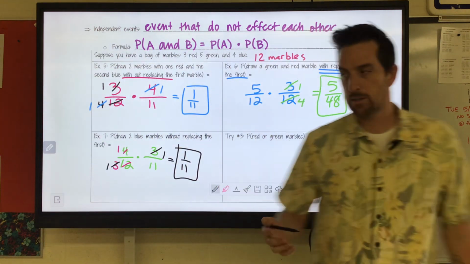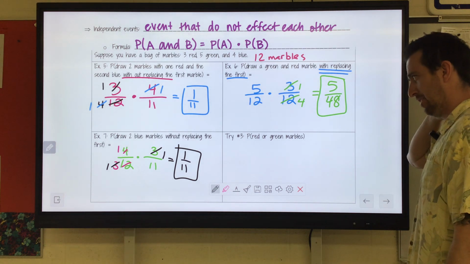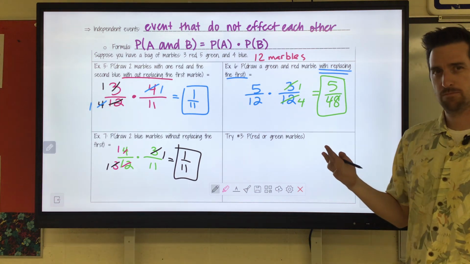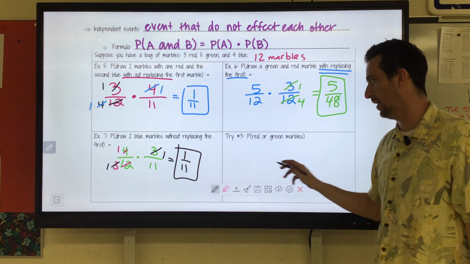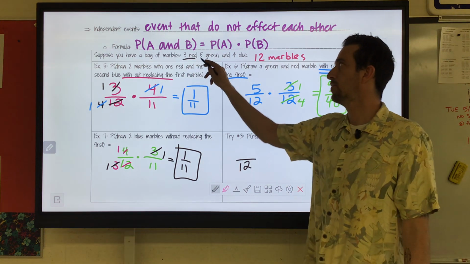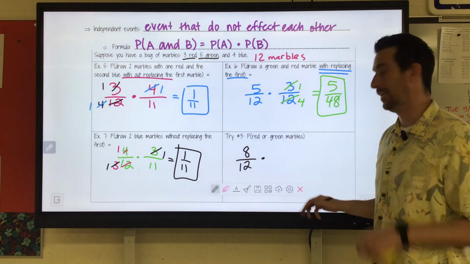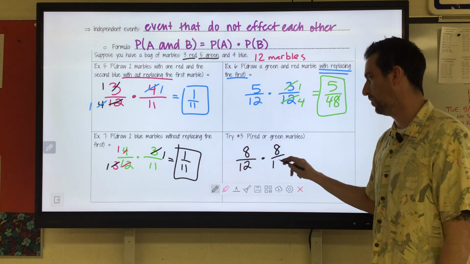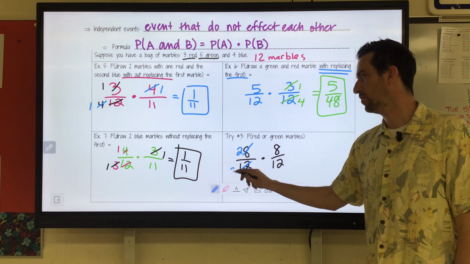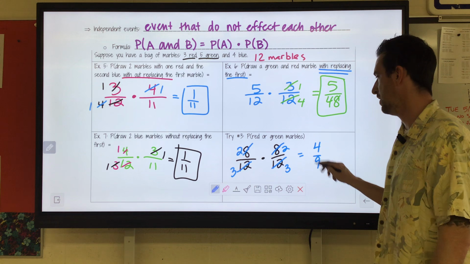And red or green marbles, both times. It doesn't say if you put it back. Let's just assume that we're putting it back, I guess, since it doesn't say. So out of the 12, how many of them are red or green? Well, 3 plus 5 is 8. And we're saying we're putting it back in. So the second fraction is going to be the same. 8/12 times 8/12. You could divide these both by 4. That would give you 2/3 times 2/3, which would give us 4/9.